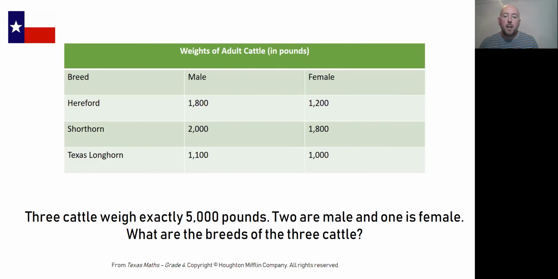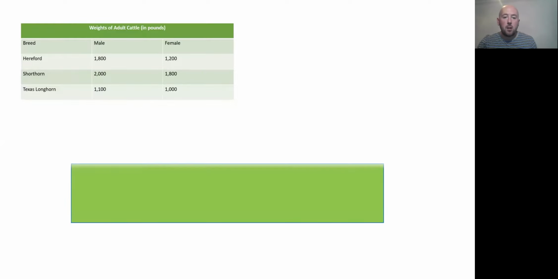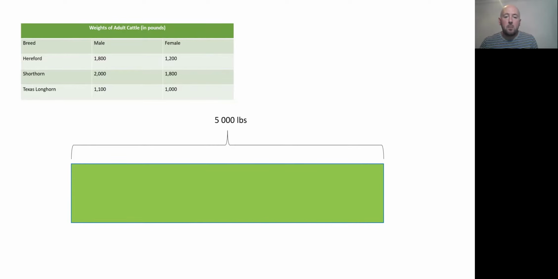So this example is taken from Texas Maths, again grade 4, and it says that 3 cattle weigh exactly 5,000 pounds. 2 are male and 1 is female. What are the breeds of the 3 cattle? Okay, and so when looking at this problem, we can again use the bar model to support us. So again, we start with the bar representing the total, the whole. And this time, instead of a percentage, it represents 5,000 pounds. And we need to find a combination of 2 male and 1 female that will give us the sum of 5,000 pounds and our 3 cattle.